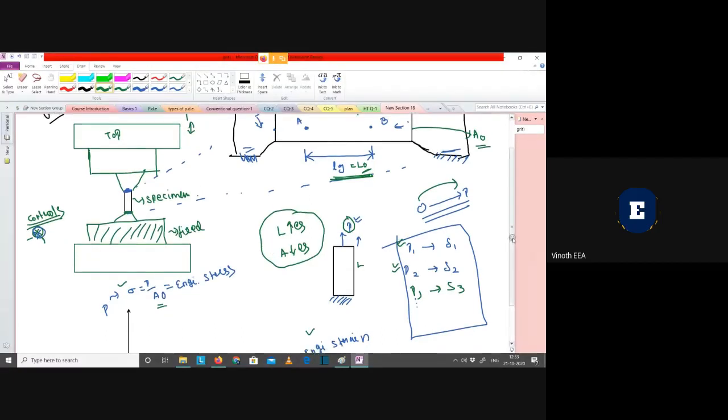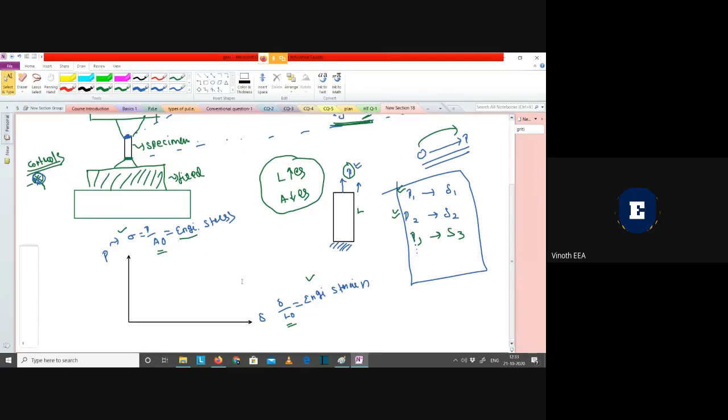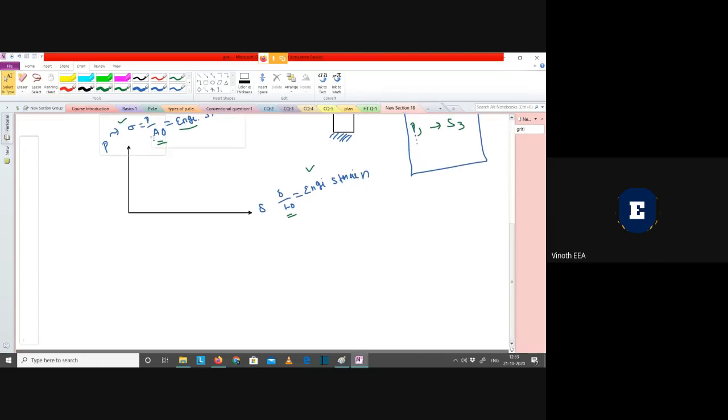But when I'm calculating engineering stress, I need to use the original area only, and when I'm calculating engineering strain, I need to use the original length only. But now here comes a term called true stress and true strain. True stress, that is sigma t, and similarly true strain, that is epsilon t.